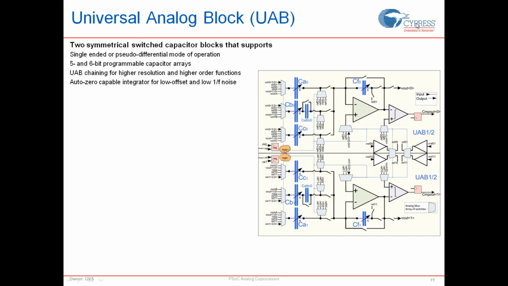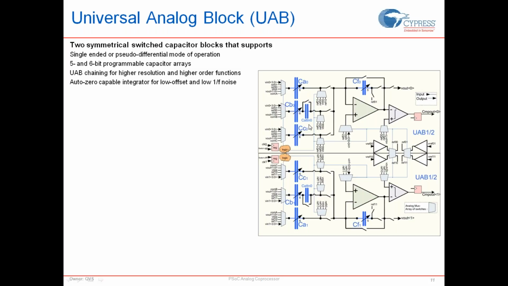If you look at each half of the UAB, it has an op-amp with the capacitor in feedback, and that capacitor has switches around it that makes it a switch capacitor. So there are two phases of operation. In one phase, you charge this capacitor. In the other phase, you discharge this capacitor. On the input side, you have similar capacitors, again with switches around them. In one phase, you charge these capacitors. On the other phase, you discharge these capacitors.